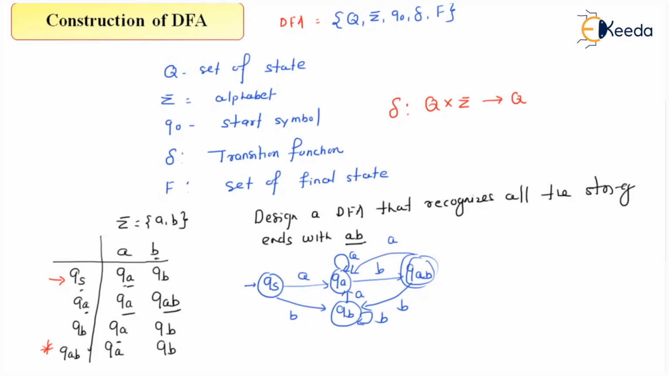Okay, so this is how the diagram will look for a DFA that recognizes all the strings that end with AB.